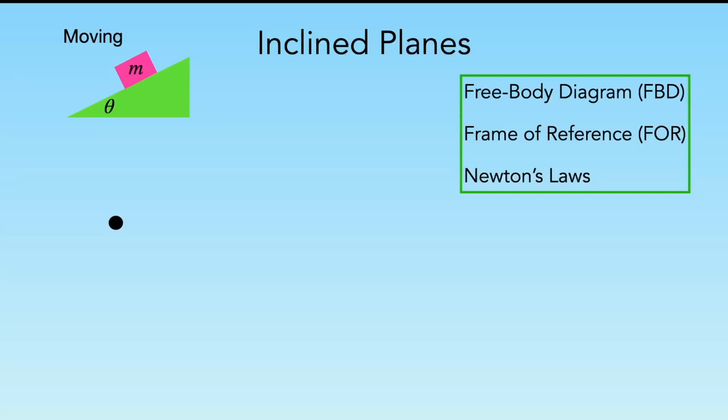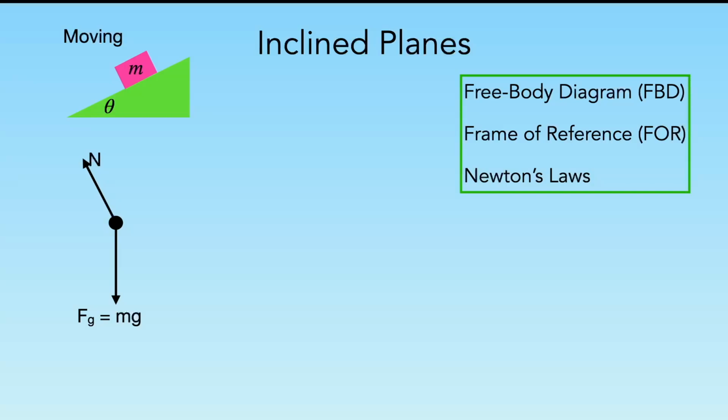Now, we've got a situation here. We've got a mass M on a plane that's inclined at an angle theta, and it is moving. It doesn't really matter up or down because we're going to assert which direction friction is. So when we do our free body diagram, the first thing is mg, down, straight toward the center of the Earth. So we take that mass, multiply it by g, and we've got the force of gravity.